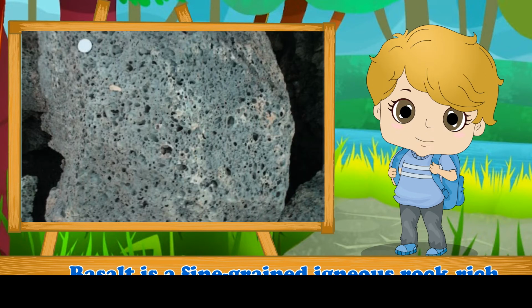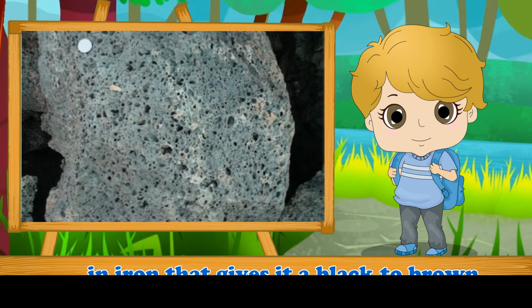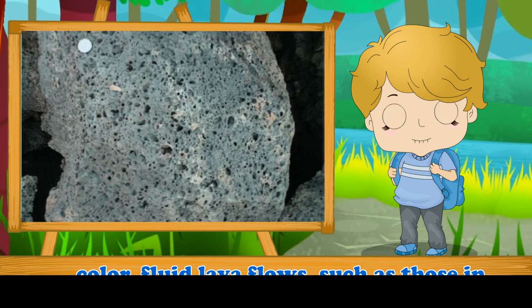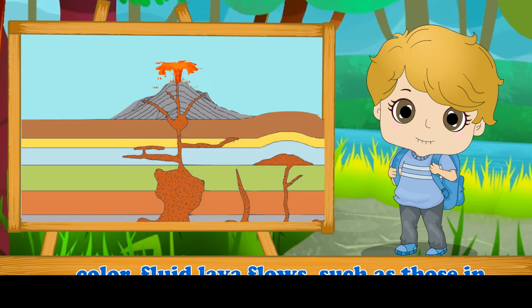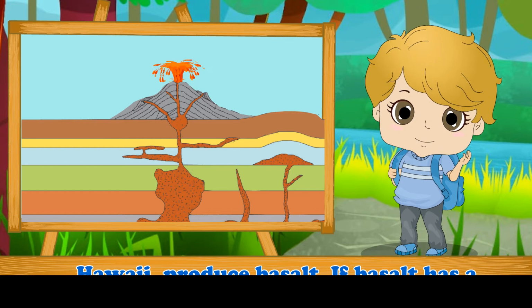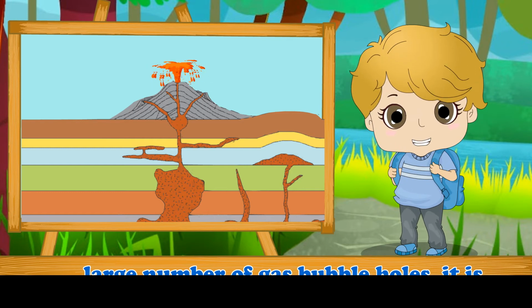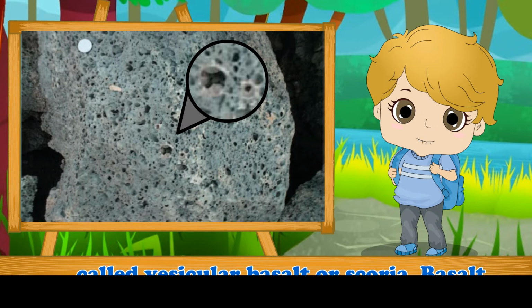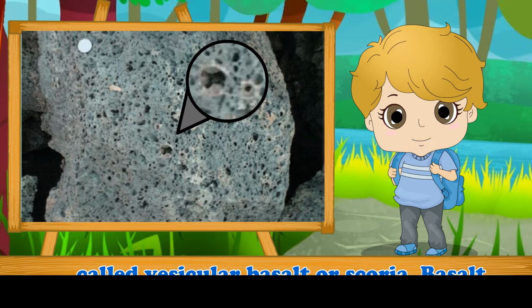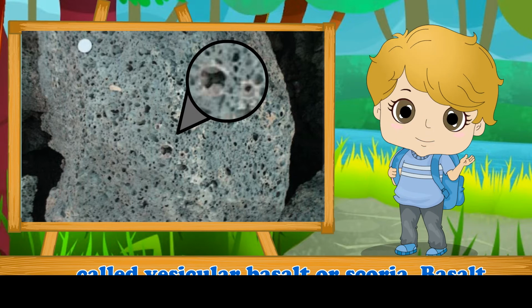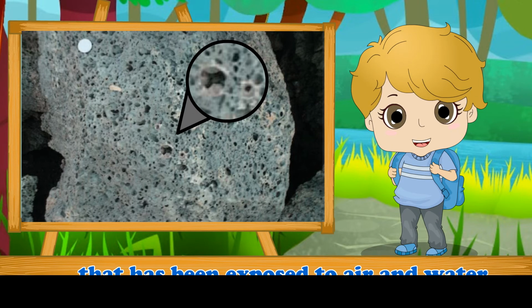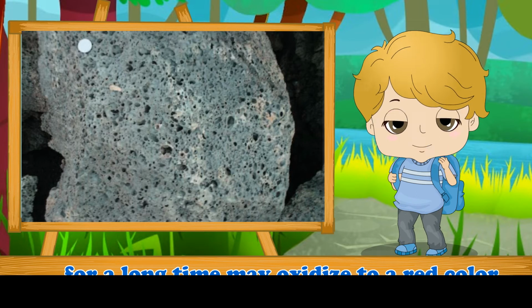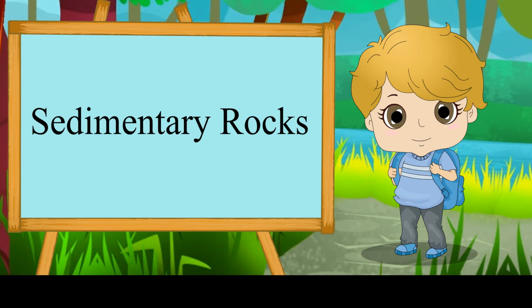Basalt. Basalt is a fine-grained igneous rock rich in iron that gives a black to brown color. Fluid lava flows, such as those in Hawaii, produce basalt. Basalt has a large number of gas bubble holes. It is called vesicular basalt or scoria. Basalt that has been exposed to air and water for a long time may oxidize to a red color.